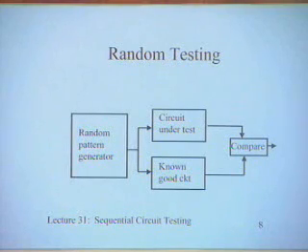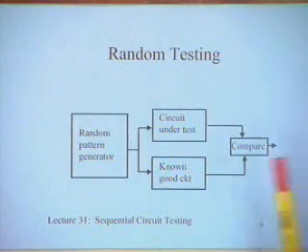The idea of random testing is basically like this: you have a random pattern generator, and now you have a good circuit and a circuit under test. So, this is when you have one copy of the circuit which has already been verified in some manner, either exhaustively or by applying a lot of test inputs and so on and so forth. You already know that the circuit is functioning.